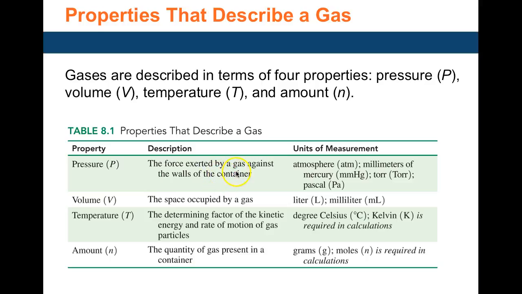It's that force by which the gas particles are colliding against the walls of the container. The unit of pressure here in the United States and Britain is PSI, but otherwise it's atm. In metric it is millimeters of mercury and torr. Pascal, kPa, kilopascal, is more the SI unit. And then the volume is that space.